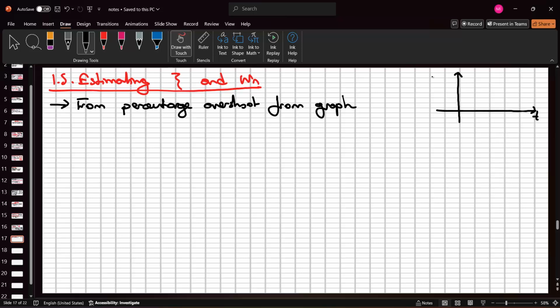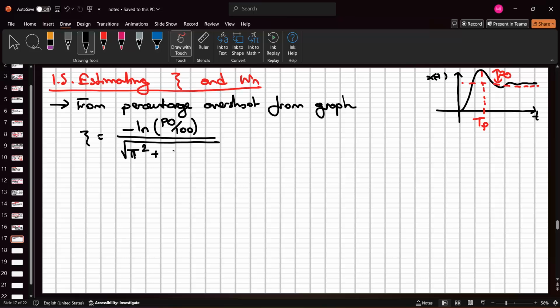For example, this is the measured data, and the measured response is just like this one, for example. And so the maximum overshoot is defined with this value PO. Okay, and so also we can assign this is the peak time, right? We can find these values from the graph, and so the zeta value is calculated as minus ln of PO divided by 100, divided by the square root of pi square plus ln of PO divided by 100, squared. Okay, this is our formulation of zeta.